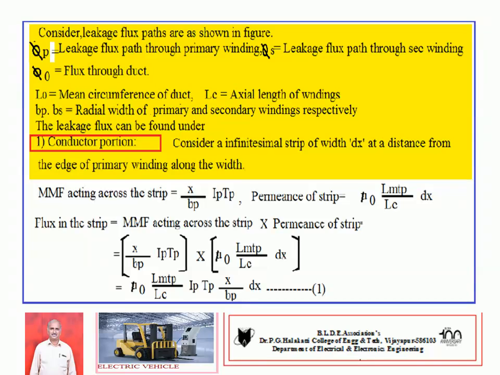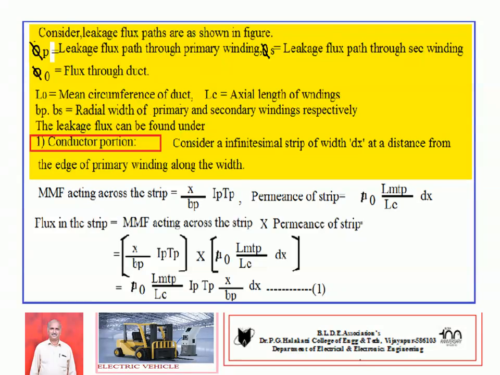So there are no numerical problems in this section, only the derivation as per your syllabus, as per the VTU exam. So this is very important. If it comes, it may be for 10 marks. Then how many conductors are there? We have two conductors. One is the primary winding conductor, the second one is the secondary winding conductor.